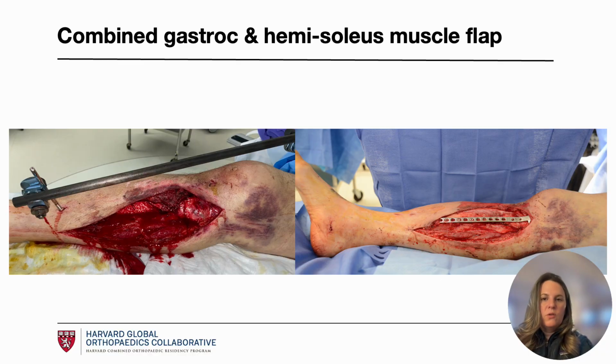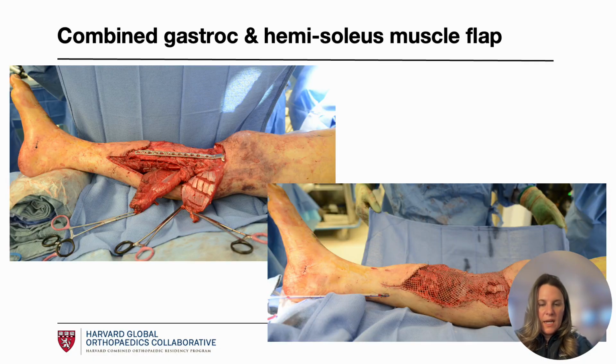In certain situations, you can combine a gastroc and a hemisoleus. Here he is on the left with his X-fix in place, and then the hardware was transitioned to internal fixation. However, he had a large defect, and he was not a candidate for a free flap, which I think a lot of people would have done in this situation. So he got a combined medial gastroc and hemisoleus, and you can see our hemisoleus more distally, and then the medial gastroc with its fascia incised, both rotated in place with a skin graft over top.